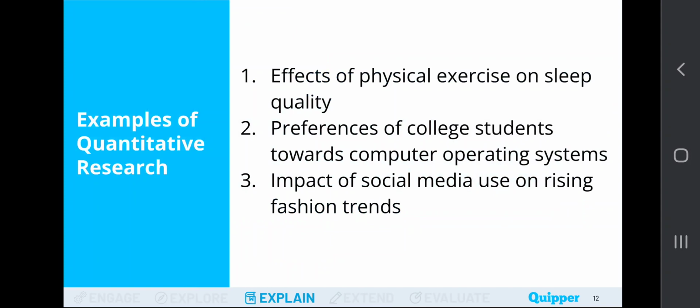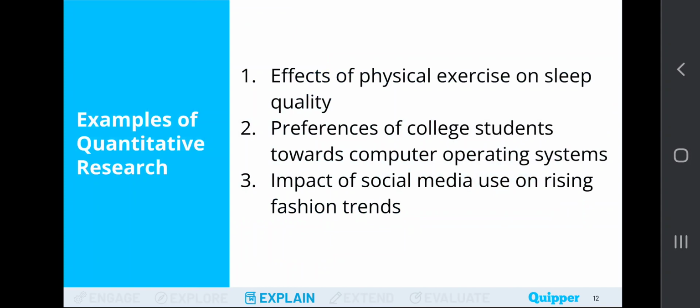For example, in this first example of quantitative research, we can consider the number and the frequency of physical exercise that we do in a day or in a week as to the number of hours of sleep that we consider quality or sound, kanang komportable ta matulog. So still, we are looking into the relationship of the variables by testing objective theories, utilizing statistics in order for us to analyze these gathered data numerically.